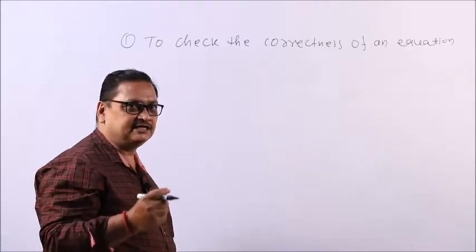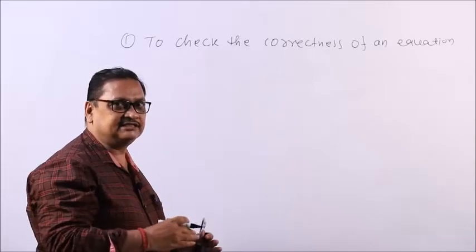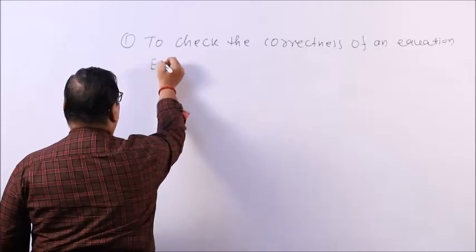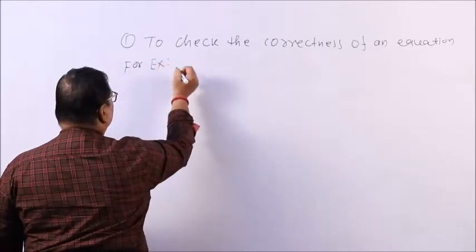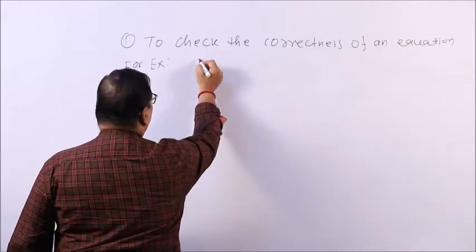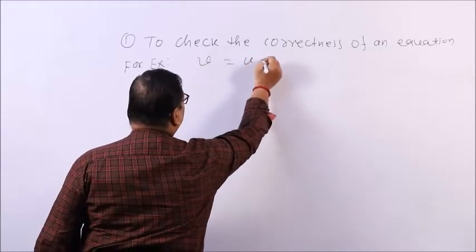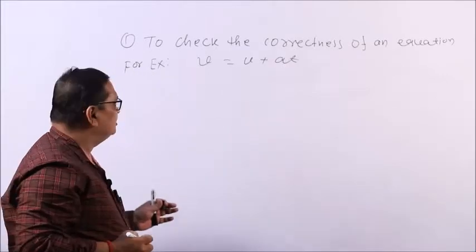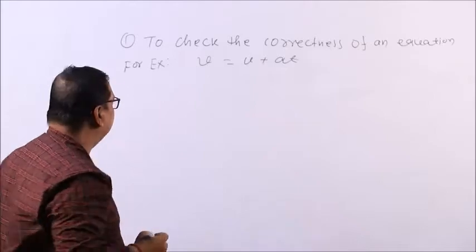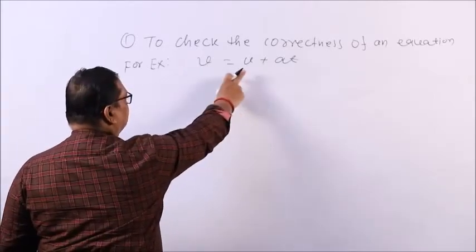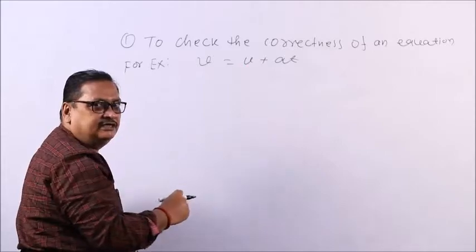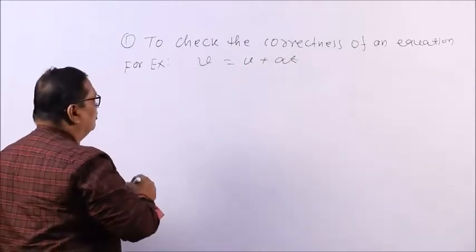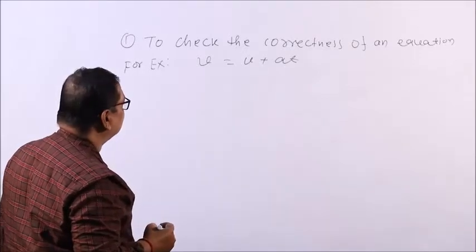Actually, an equation means there is an equation symbol, and it should have an LHS and an RHS. I am taking an example. For example, we will check the correctness of the equation V equal to U plus AT. This is an equation of motion, but we will check dimensionally that this equation is correct. Here V is the final velocity, U is the initial velocity, A is acceleration, and t is time. So, how will we check the correctness of this equation?